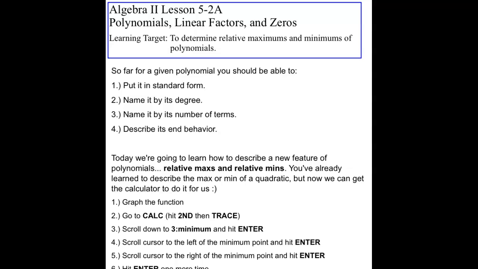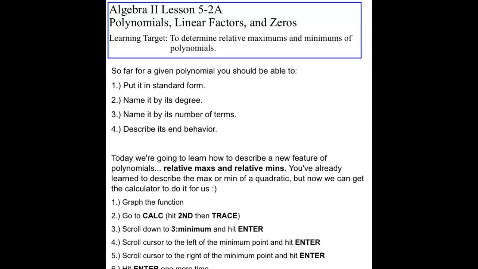Good morning. Today we're going to look at section 5.2a. Our target today is to determine relative maxes and minimums of polynomials. So yesterday we briefly mentioned the idea of turning points. We call those maxes and mins depending on which way they turn.